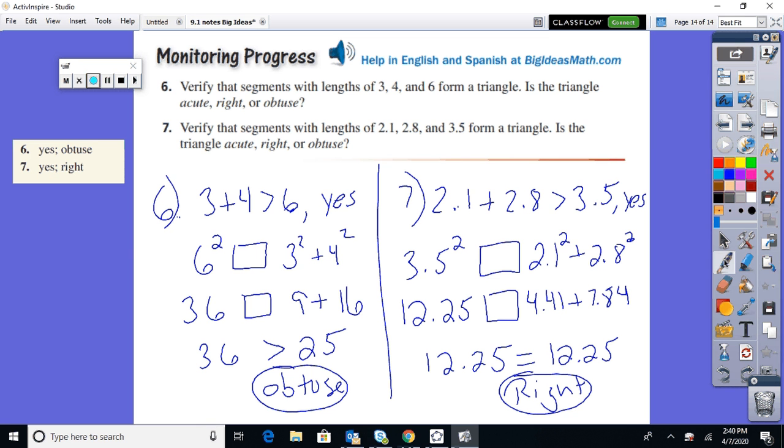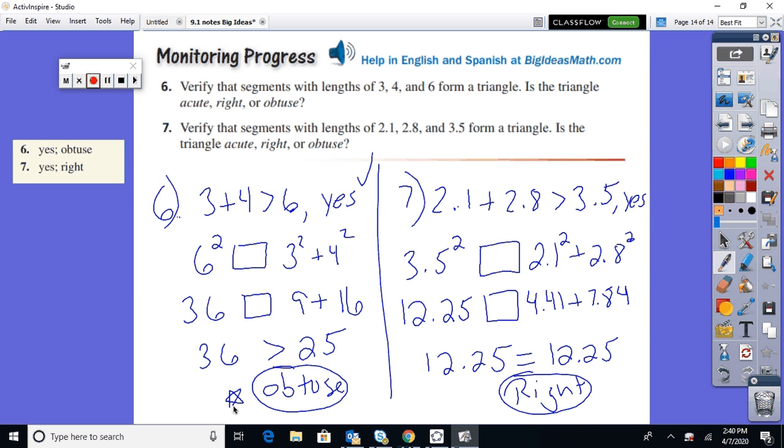6 and 7. Verify that segments with lengths 3, 4, and 6 form a triangle. So 3, 4, and 6, you know it. So 3 plus 4 is greater than 6. So yes, I can make a triangle with those three numbers. So then you square them and you'll see what happens. 3 squared plus 4 squared is less than 6 squared. So that means you're obtuse.